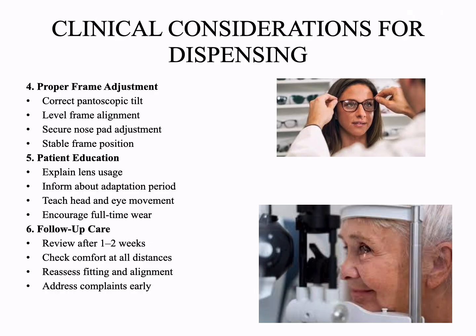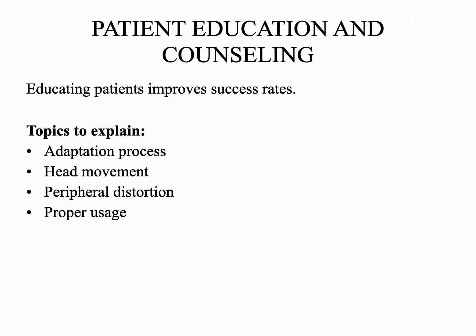Number 4, proper frame adjustments: there should be proper pantoscopic tilt, level frame alignment, secure nose pad adjustment, and stable frame position. Next is patient education. Explain the lens usage, inform about the adaptation period, teach head and eye movement, and encourage full-time wear. Follow-up care is usually done for progressive lenses after 1 to 2 weeks: check comfort at all distances, reassess fitting and alignment, and address complaints early. Education is very important in progressive lenses, and educating the patient improves the success rates. So usually what we explain to the patient is the adaptation process, head movement, peripheral distortion, and proper usage.